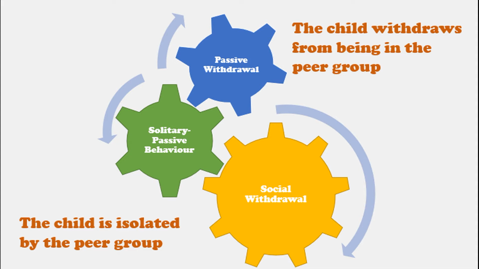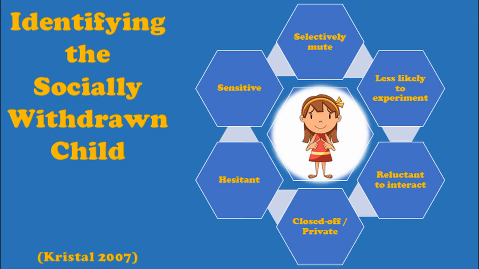Stevens, 2016, stated that while externalizing behaviors, though challenging, can be addressed by the teacher or some other authoritative figure, internalizing behaviors which are not readily visible are the most difficult to recognize and address. How then can we identify children who are socially withdrawn? It's simply put by Crystal, 2007.